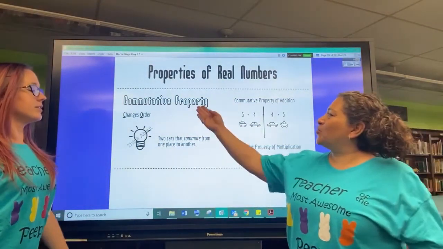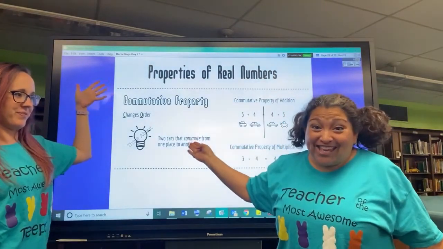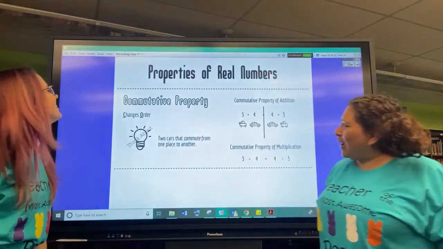We're going to start with this one. What is that, Miss Benson? Commutative. I love to make her say that because I cannot. So that's why we do it.